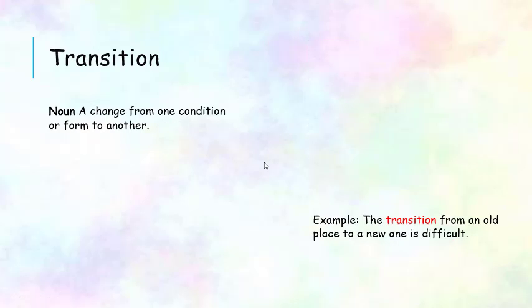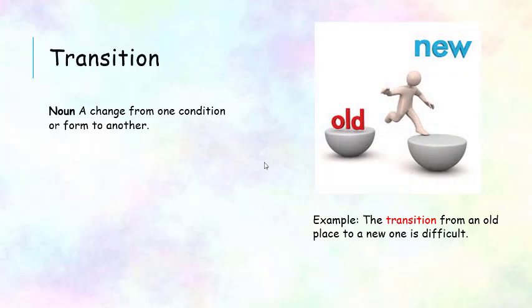Transition. Transition is a noun, and the meaning of transition is a change from one condition or form to another. Transition means change. Like, the transition from an old place to a new one is difficult. Changing from one place to another is difficult. Moving from one place to another is difficult. Let's see another new word.